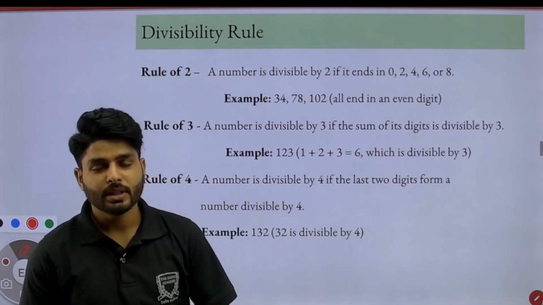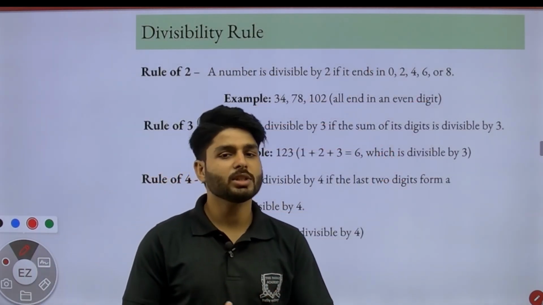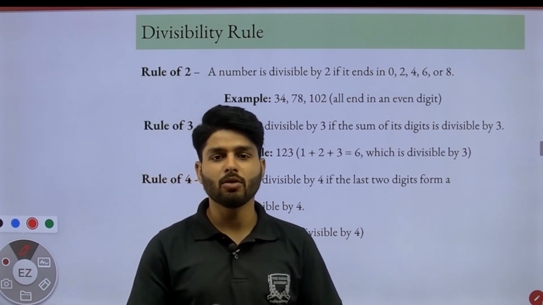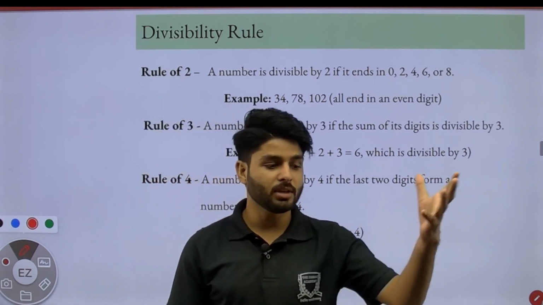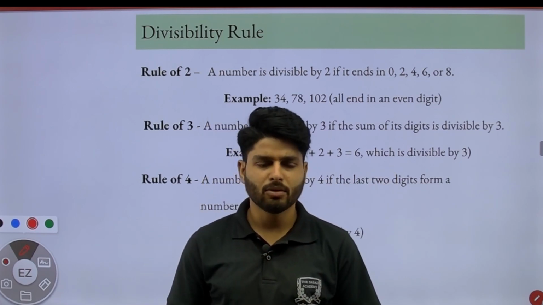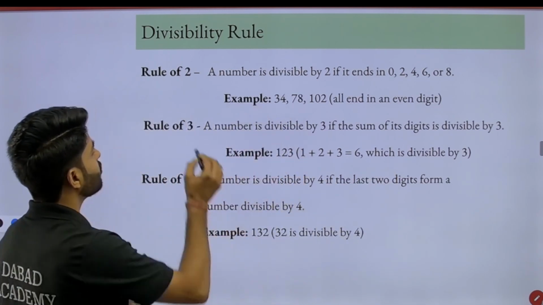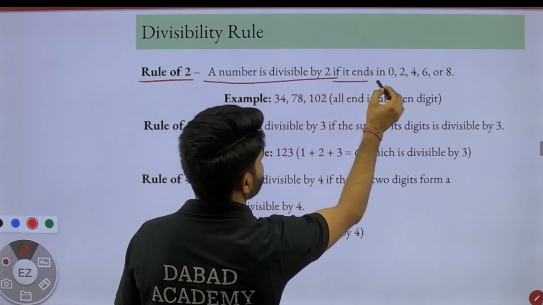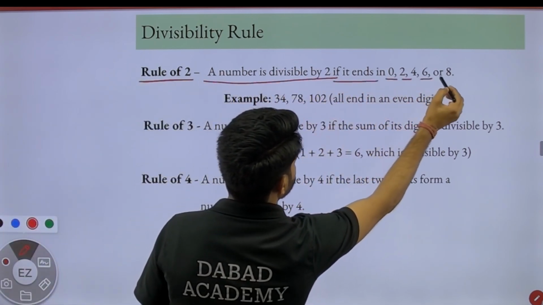Now we have the divisibility rules. कि डिविजिबिलिटी रूल्स क्या होते हैं, हम किसी नंबर को देखें and we suddenly ask, oh this number is divisible by 2, oh this number is divisible by 3. How do we know? Or we can say these are divisibility rules. So first we have the divisibility rule of 2, that is a number is divisible by 2 if it ends with 0, 2, 4, 6 and 8.